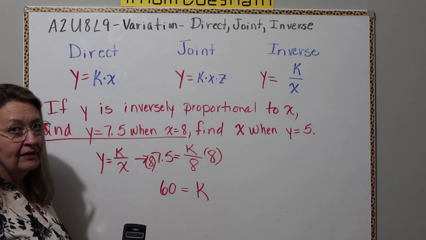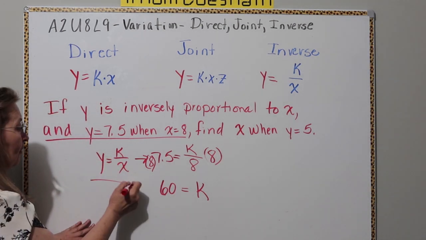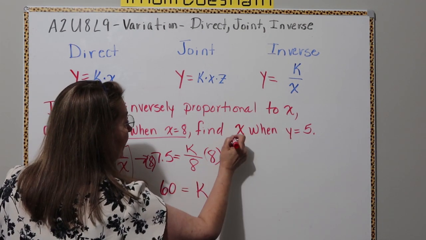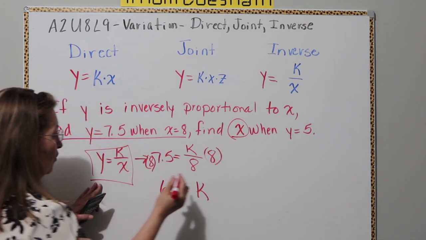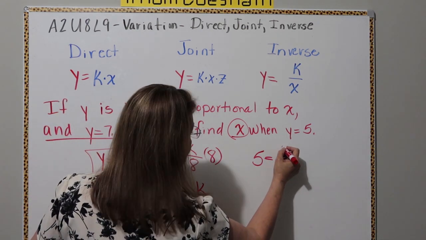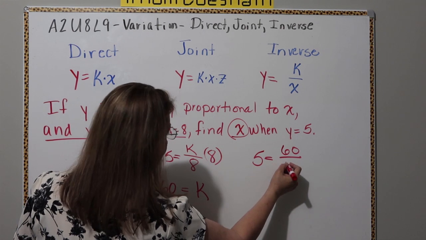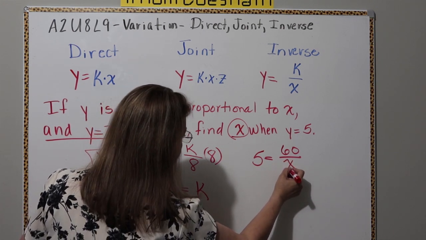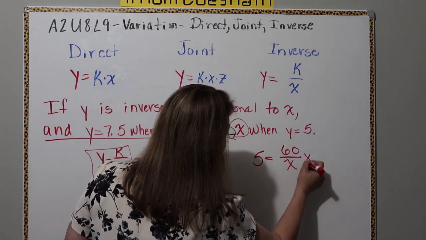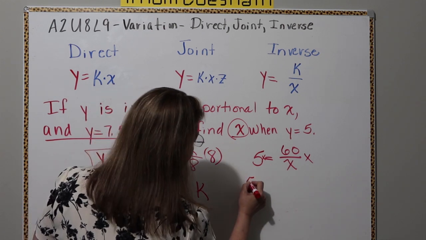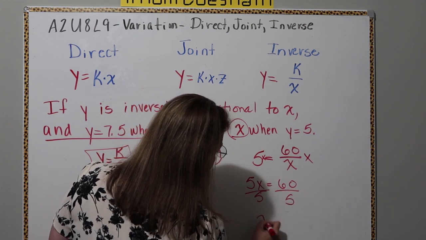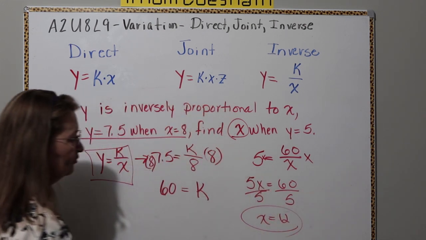Okay, now that's the first half. Now we're going to take the same model, we're going back to the model, and we're going to fill in k and y, and we're going to solve it for x. So I have 5 equals, k is on top, which is 60, and x is what we don't know. Okay, now how do you solve this? Well, multiply both sides by x. This is the long version. So now you have 5x is equal to 60, and then divide both sides by 5. So x is equal to 12.